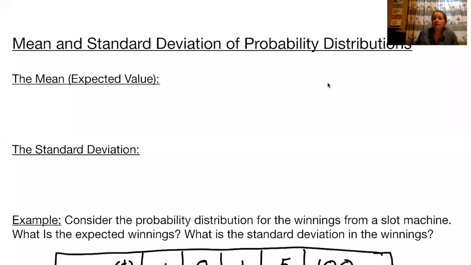Welcome to the mean and standard deviation of probability distribution. So here the idea is if we were to do the same experiment, the same trial over and over and over again and record the results, we could then take the mean of those results or take the standard deviation of those results.